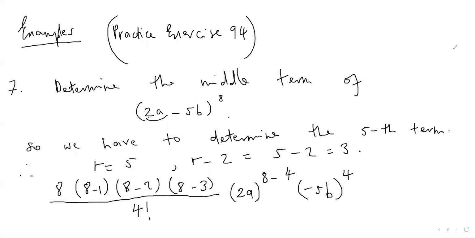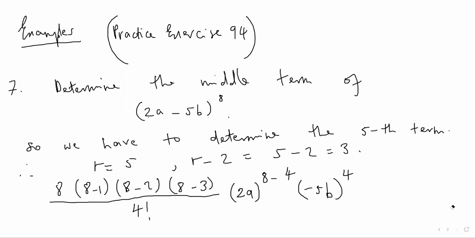Let's simplify it and see what we get. So we got 8 multiplied by 7 at the top, that's 8 times 7 times 6 times 5. And we divide this by 4 factorial. And we multiply this by 2 to the power of 8 minus 4, which is 2 to the power 4.